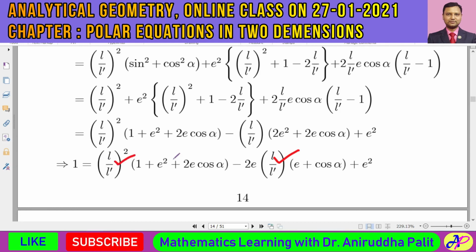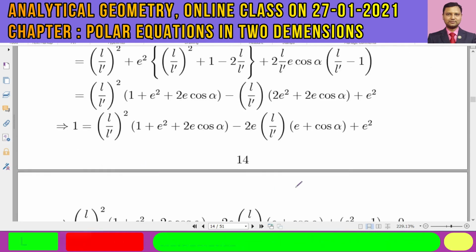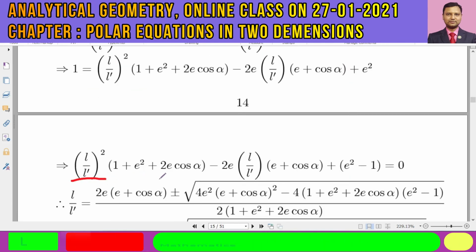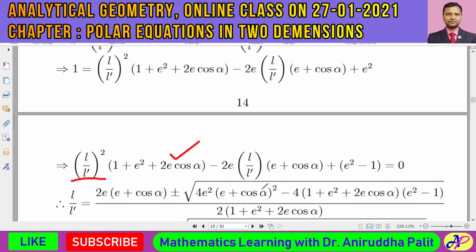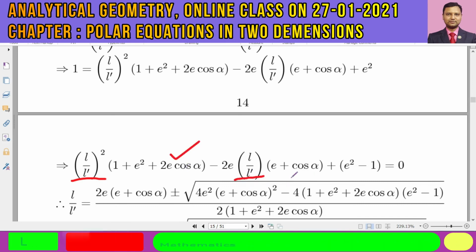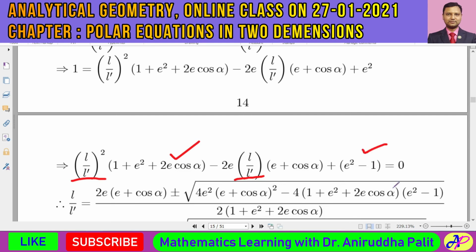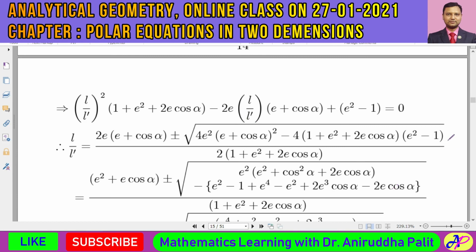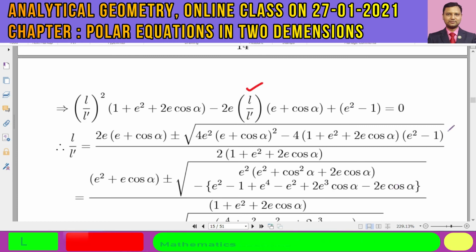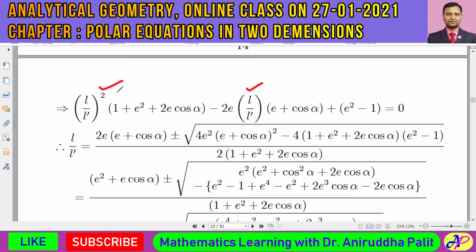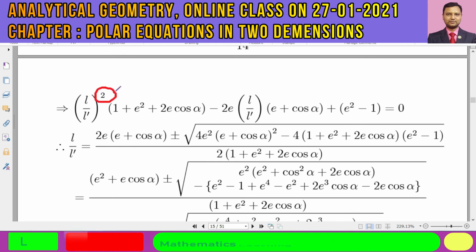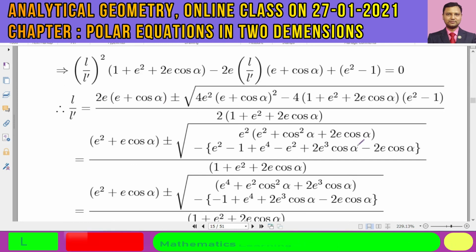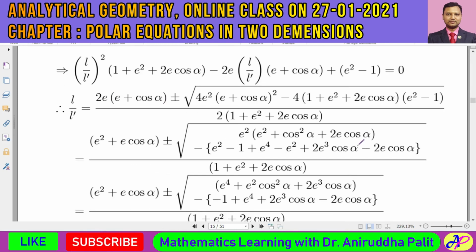We are keeping this fixed because, with respect to L by L prime, this total expression can be written in this way: L by L prime whole square into some quantity, then some term involving L by L prime, and then some term without L by L prime. So we can say that this is actually an equation in terms of L by L prime, and that would be a second degree equation. So we can solve this equation. Computation is a bit laborious over here.